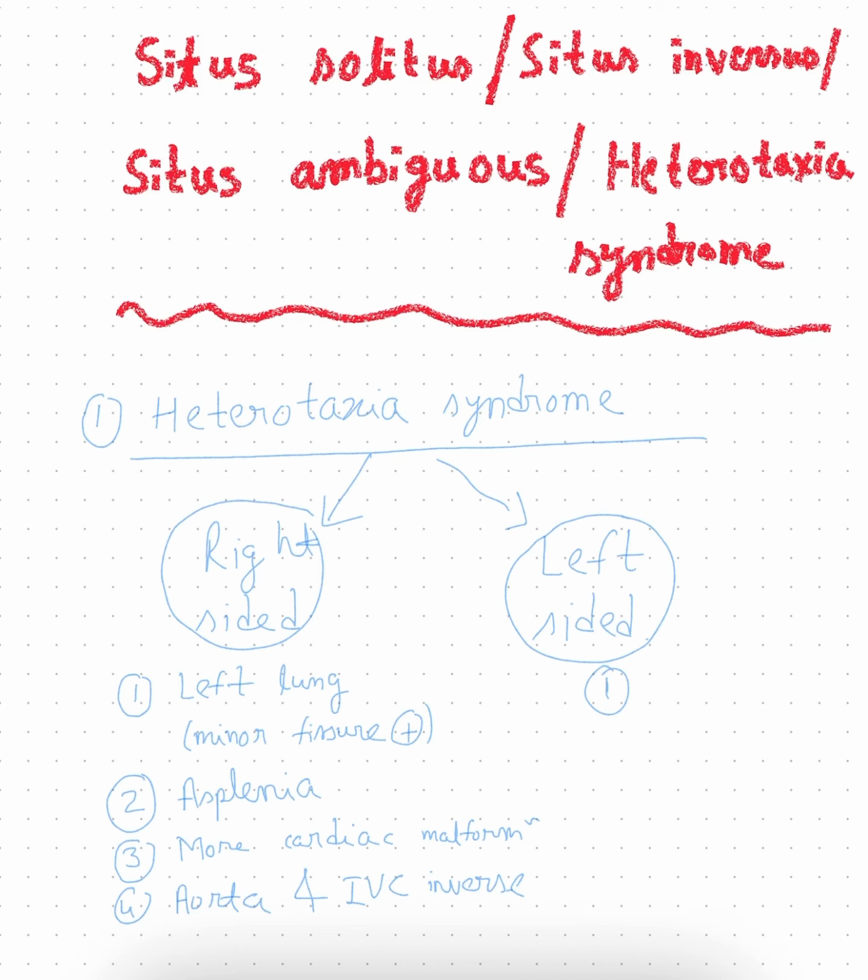Now we will discuss the left-sided heterotaxia syndrome. So first point will be the right lung will have only one fissure. Second point will be polysplenia. Third point will be the fewer cardiac malformations. And fourth one will be the azygous continuation of IVC.